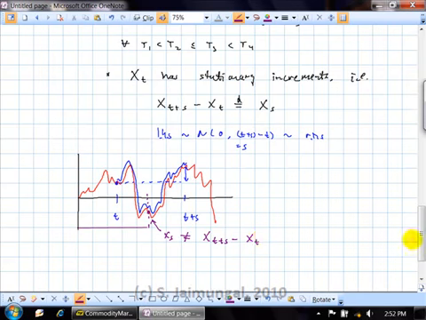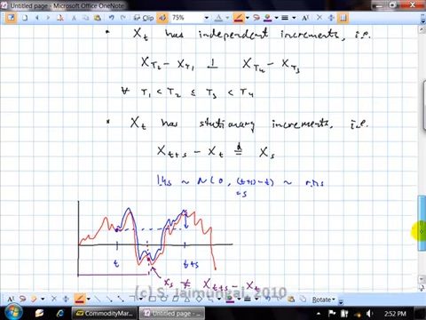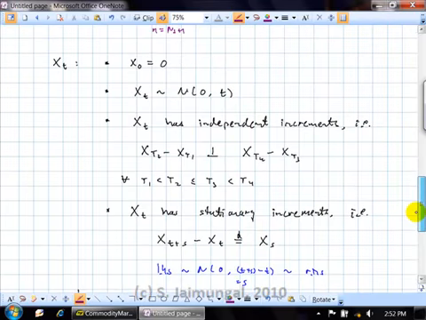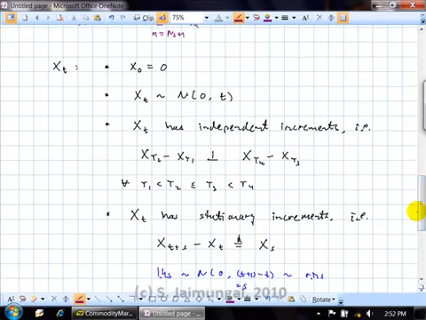Okay, great. There's one more property that I need to state in order for me to claim that this thing here is what's called a Brownian motion. The one more property is that the process x has to have continuous paths.